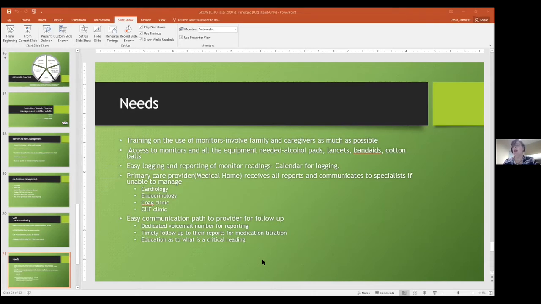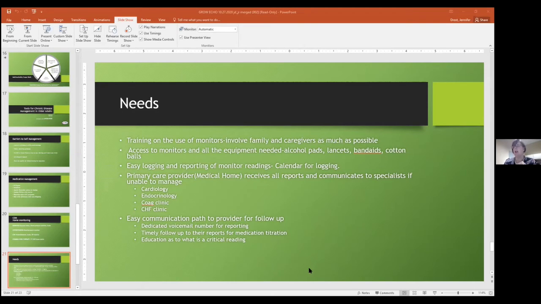So easy communication is the key. It's an easy path to the provider for follow-up. It usually involves a nurse or an MA to record all the reporting. What we did, we had a dedicated voicemail. So they got to bypass the call center, they got to bypass the telephone operator, and they could just call right in, and they know that it's a voicemail, and they're going to leave a message. They're going to leave their name, their numbers, and then any other issues that they might have, and then they'll get a call back within 24 hours.